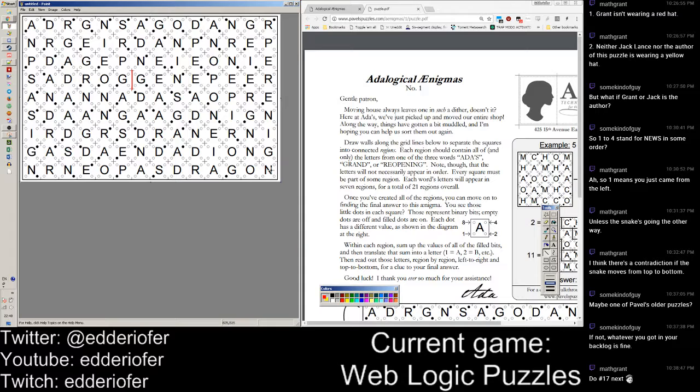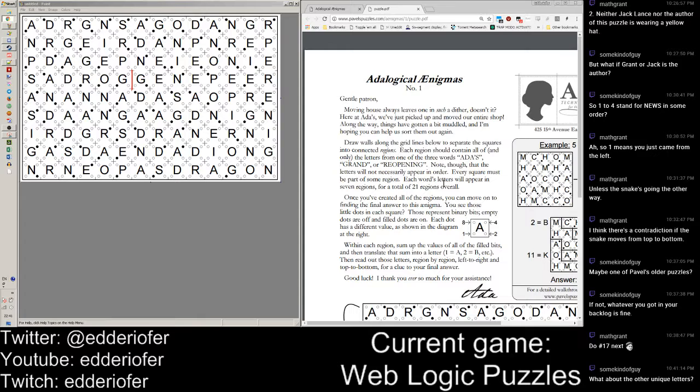So, this N has to be part of Reopening. Reopening is a nine-letter word, so that's a giant space for me to search. I don't think that's how I'm supposed to be breaking into this. Also, I note there's just a random dragon down here.